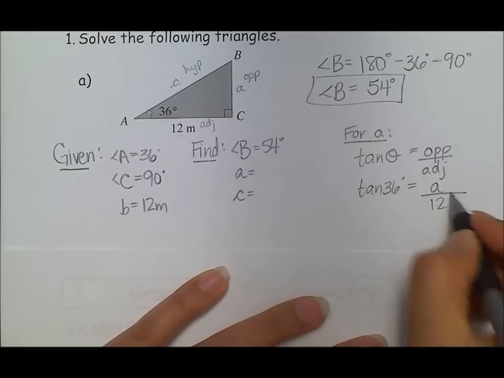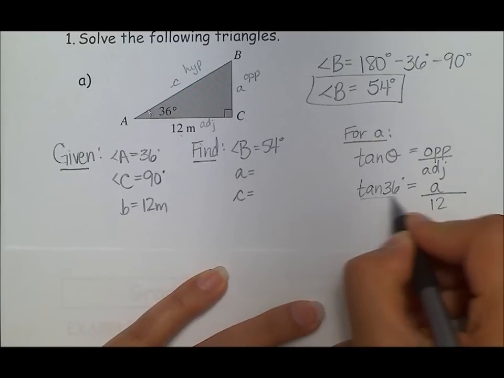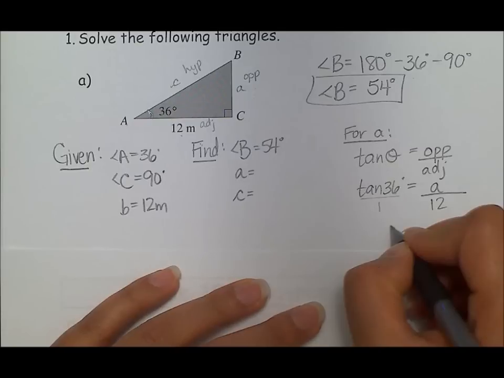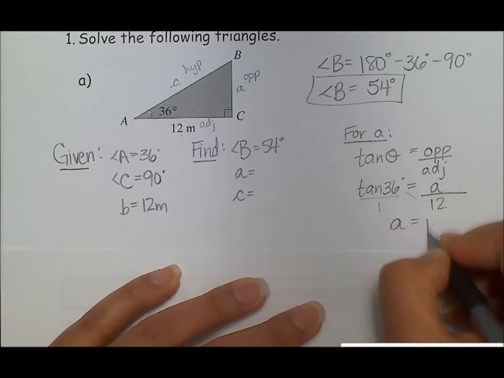And the way I'm going to solve for A is by adding the denominator of 1 underneath the tan of 36 degrees. And then I can cross multiply to solve for A. So 1 times A is A. And then this way I get 12 tan of 36 degrees.